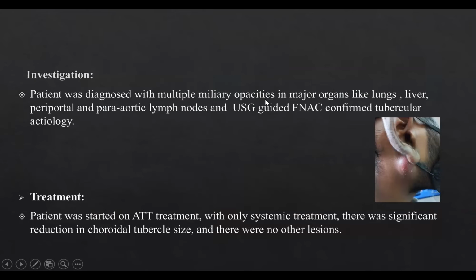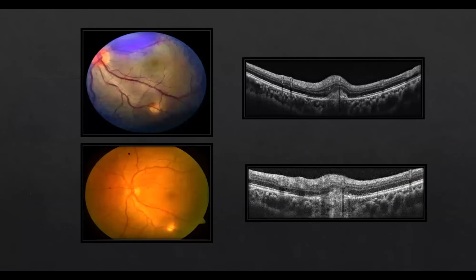The investigations which confirmed tubercular etiology showed involvement of other major organs. He had miliary opacities in the lungs, liver, and periportal and paraaortic lymph nodes. USG guided FNAC was done, and it was diagnosed as tubercular etiology. This was the lymph node, and he was put on ATT treatment. With only systemic treatment, there was significant reduction in the choroidal tubercle. As we see, this is when the patient presented to us after 1 month of follow-up. We can see the reduction in size of the choroidal tubercle in the fundus and OCT picture.